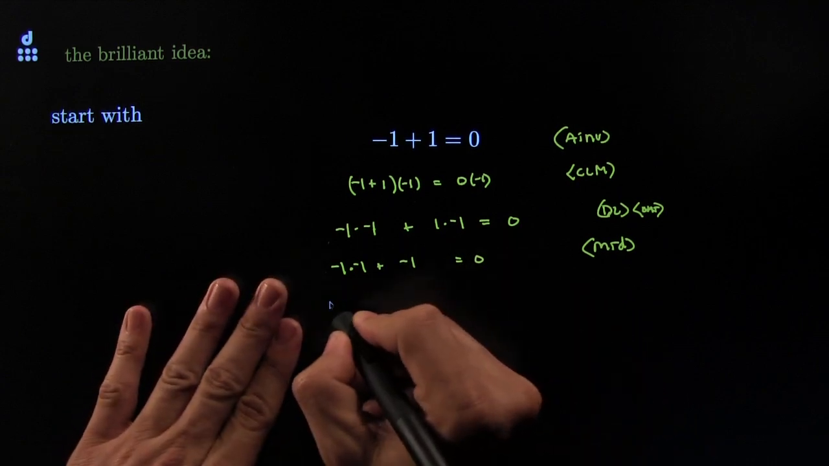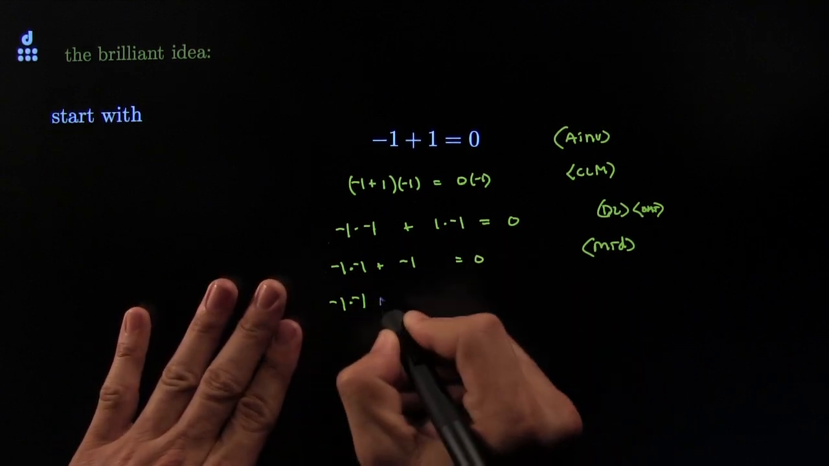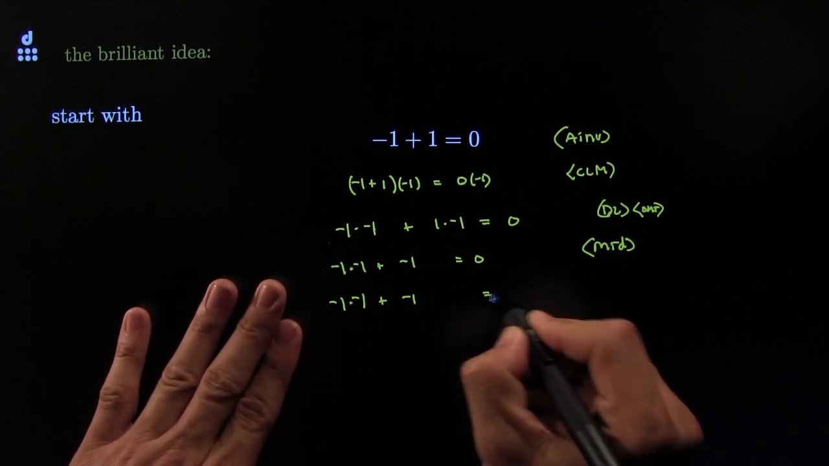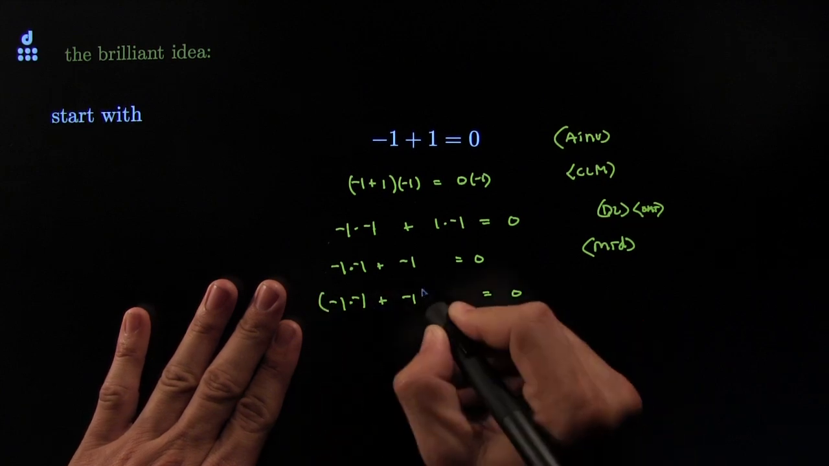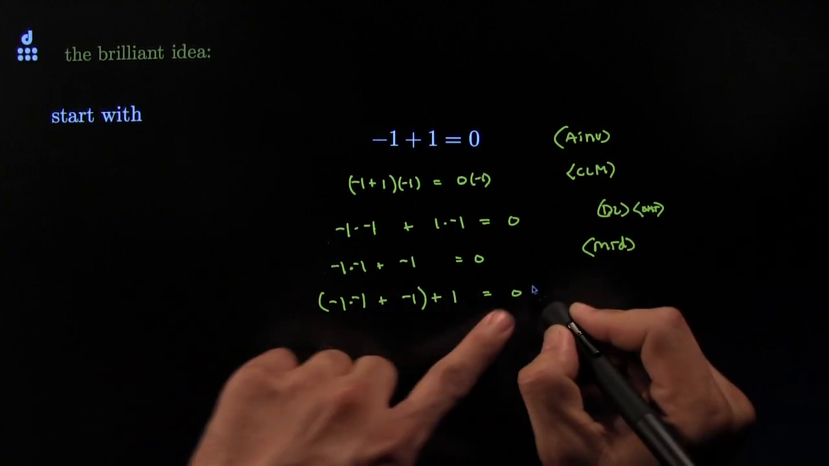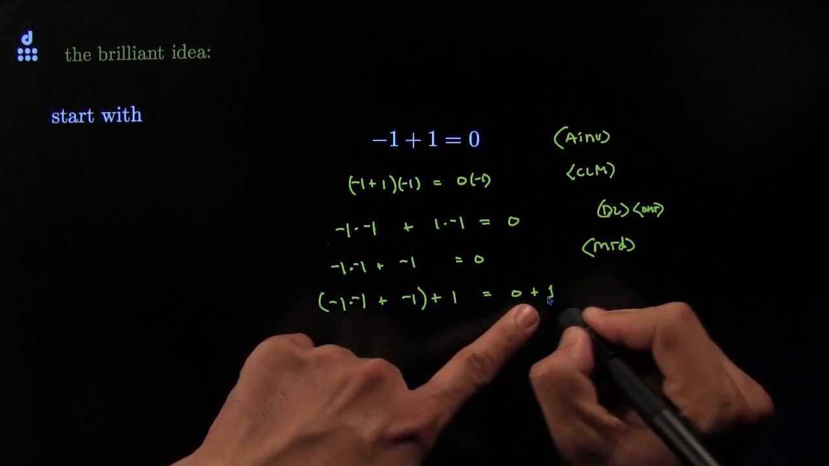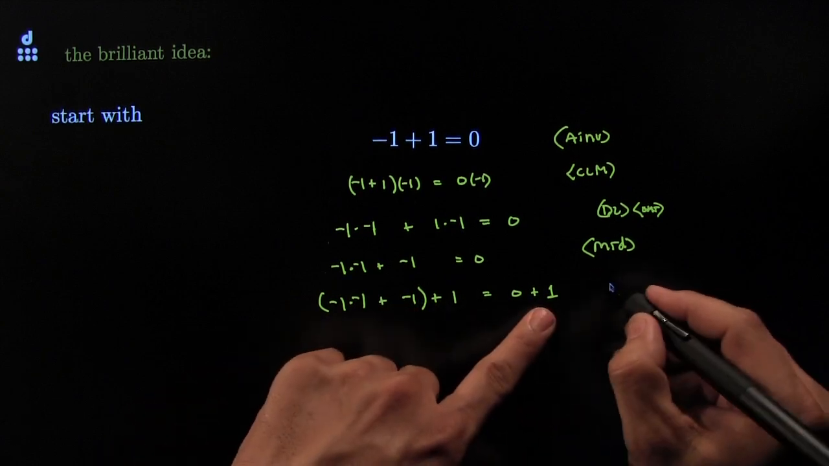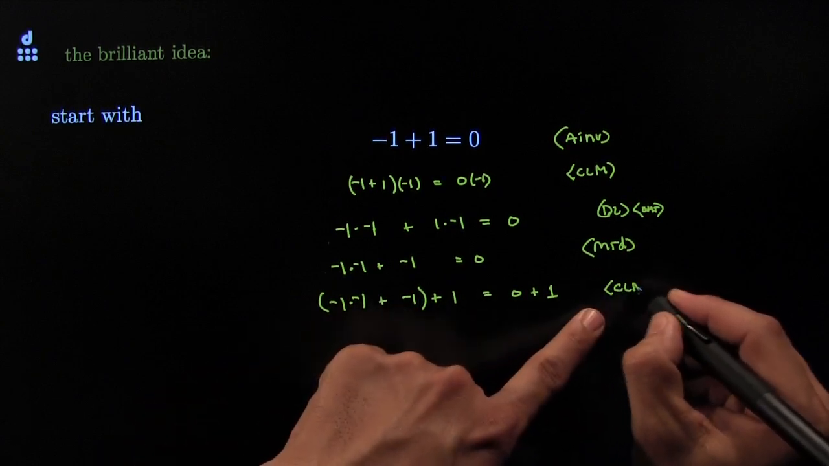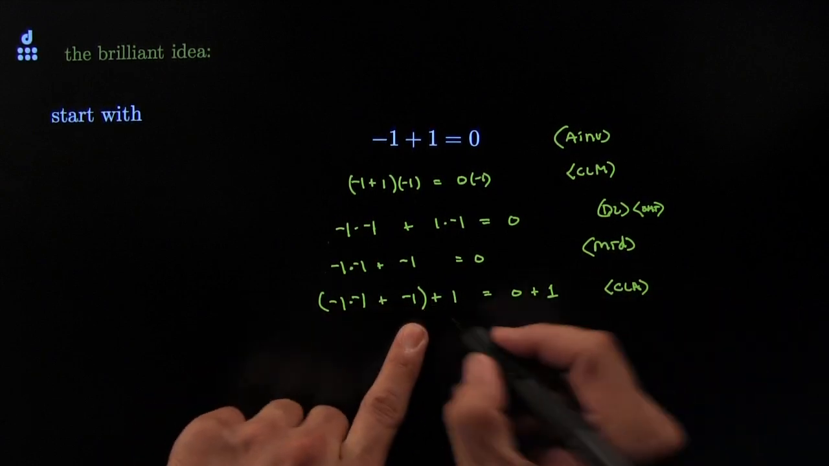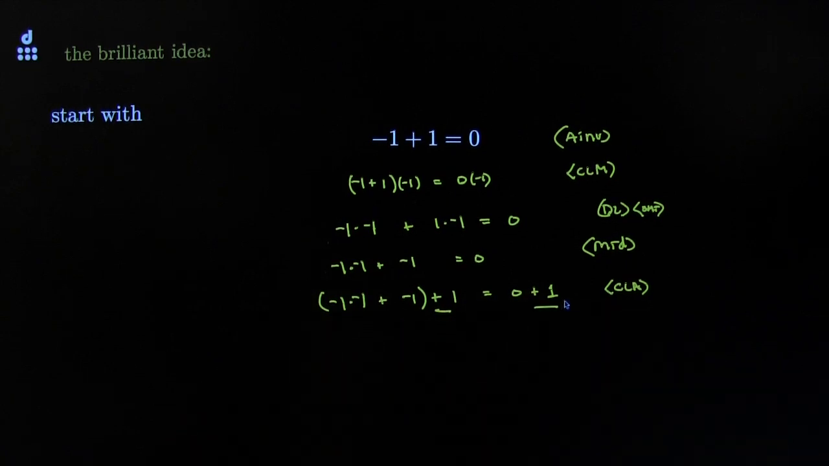So I'll say something like this: -1 times -1 plus -1 is equal to 0. I'll go to the left side and I'll add a 1 killer. I'll go to the right side and I'll add a 1 killer. I can do that by the Cancellation Law of Addition, which says I can add anything to both sides, which I did.